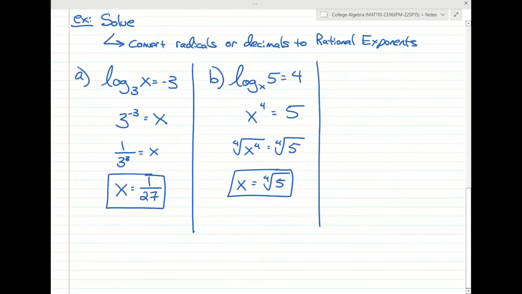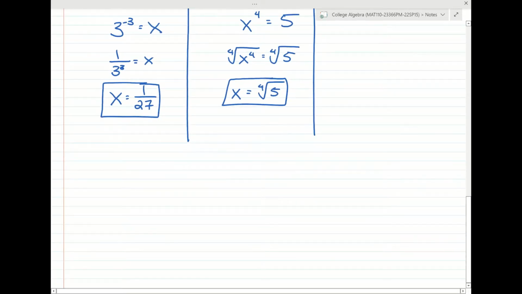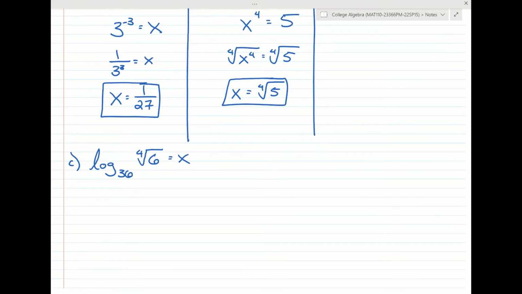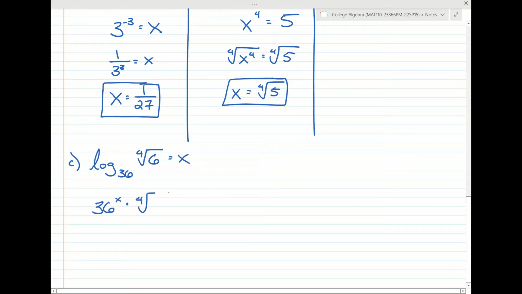Couple more. What if we had log base 36 of the 4th root of 6 is equal to x. Similarly to what we did before, we do 36 to the x power is equal to the 4th root of 6.